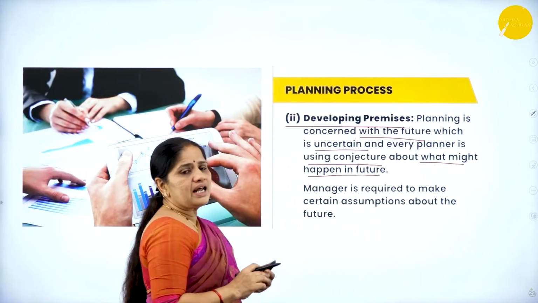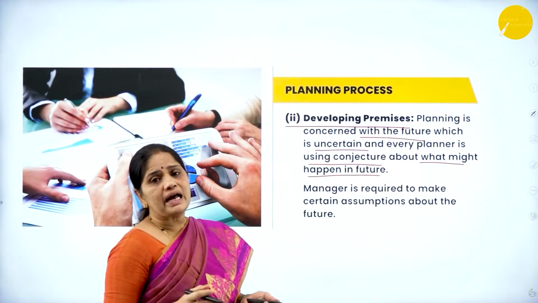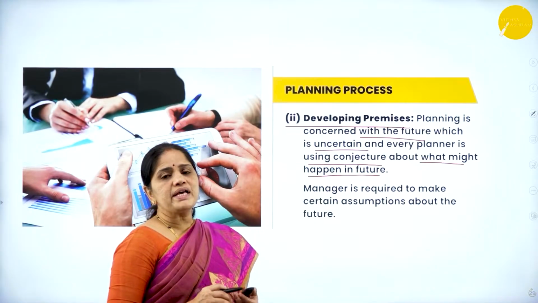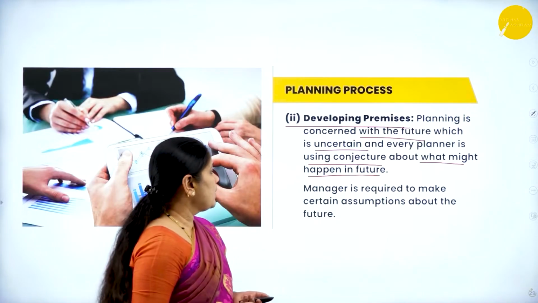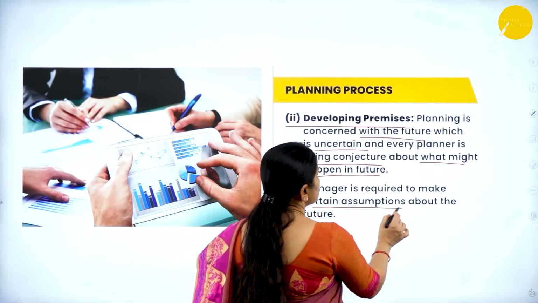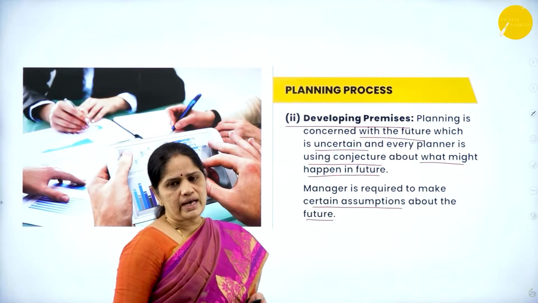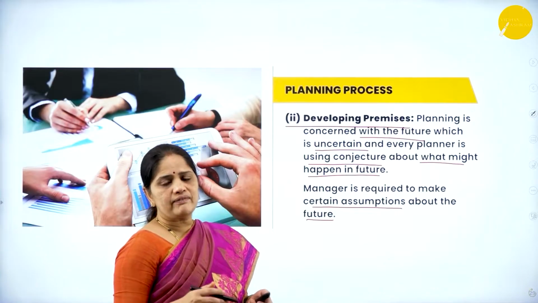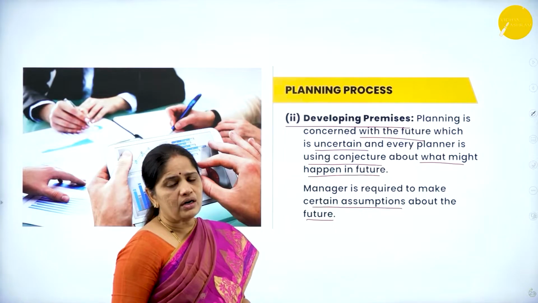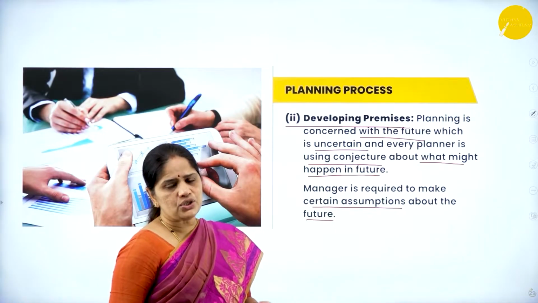So, the planner has to project, he has to apply his mind and see what will be the future environment of the business, and based on that he has to draw up his plans. So, he is required to make certain assumptions about the future. For example, the sales forecast. He may forecast there will be a sale of 1 lakh units, but in actual it may not happen. So there are certain assumptions which he has to make.